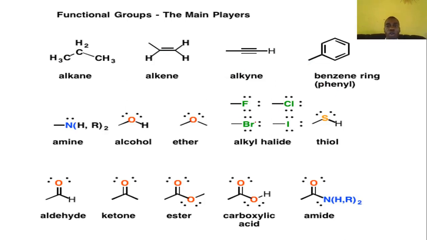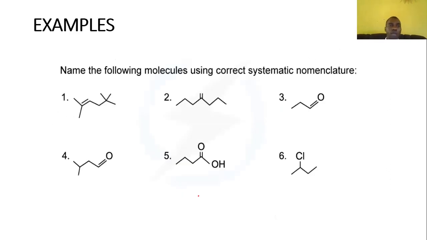We've got the alkyl halides, which are the bromide, fluoride, chloride, iodide. We've got the thiol group, the alcohol, the aldehyde, the ketone, the ester, the carboxylic acid, and the amide. All these are supposed to be considered when you are naming these other organic compounds. Let's quickly look at an example in conclusion. Examples, just 6 of them.